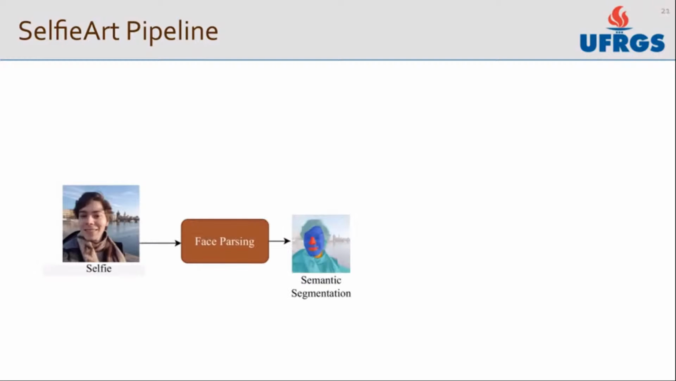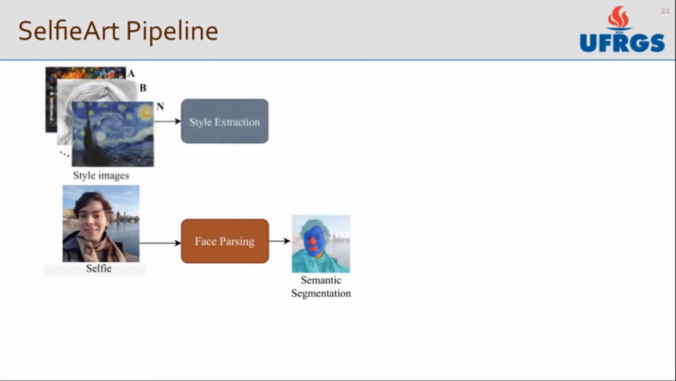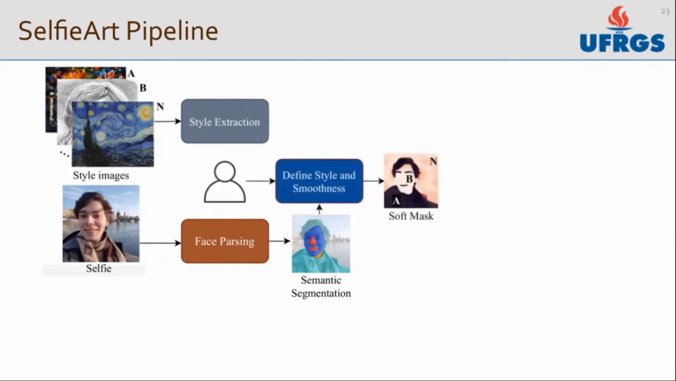Given a selfie as input, a face parsing neural network performs semantic segmentation of the facial elements. From a set of style images, a style transfer algorithm can be used for style extraction. The user then interactively associates the styles to the segment elements of the image. For instance, style A can be applied to the clothes, style B to the face elements, and style M to the background. The user also defines a desired smoothness level, which is used to create the soft masks.